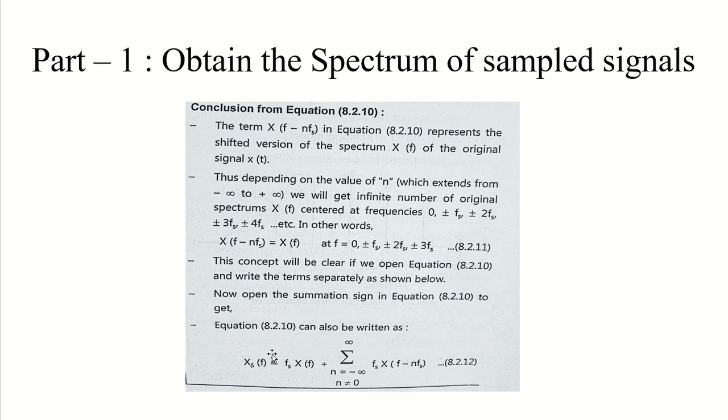So the concept will be clear if we open that previous equation, and when we do so, we can separate the different terms by opening the summation sign. And when we do so, we get an equation which looks something like this: x delta of f will be equal to fs into x of f plus the summation over n from minus infinity to infinity, n not equal to 0, of fs into x of f minus n into fs. So you will be getting something like that.